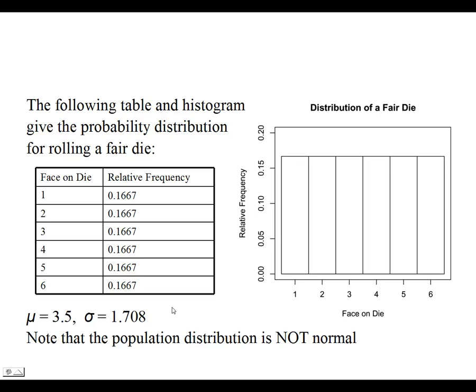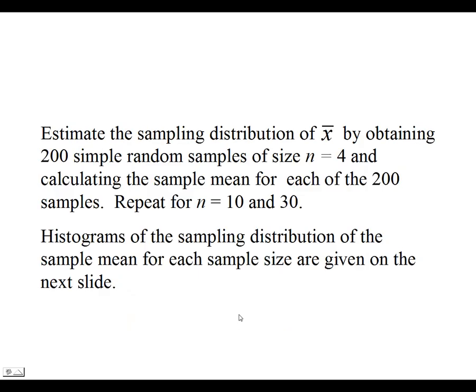So calculating these things out using the methods of chapter 3, we'll find the mean of the die to be 3.5 and the standard deviation to be 1.708. This is not a normal distribution. It's not mound-shaped. It is symmetrical, but it's not mound-shaped. So what do we do when we deal with something that doesn't have a normal distribution?